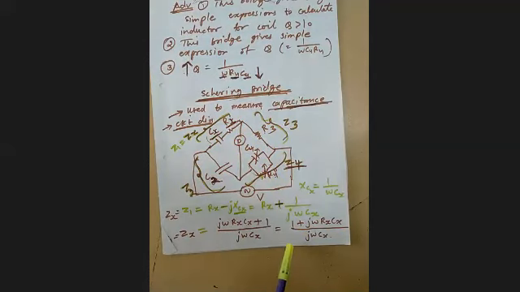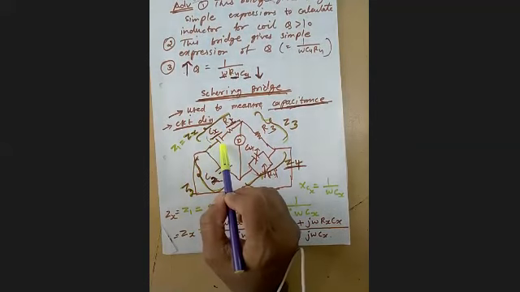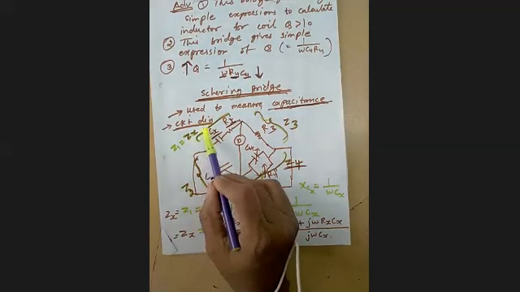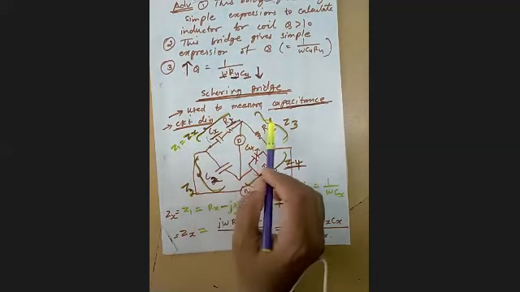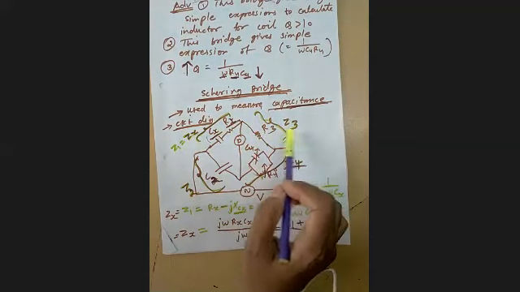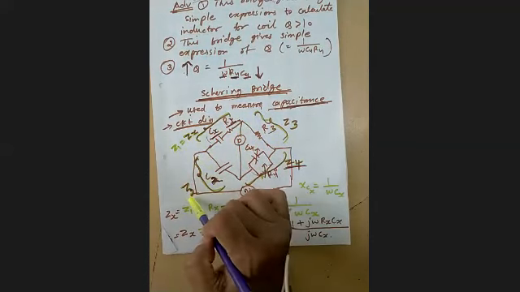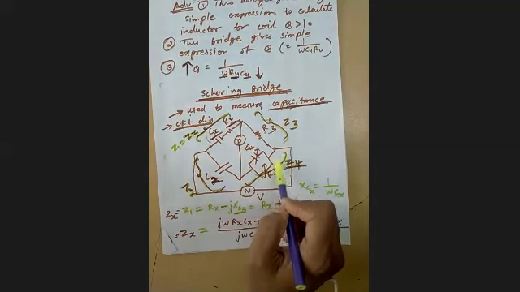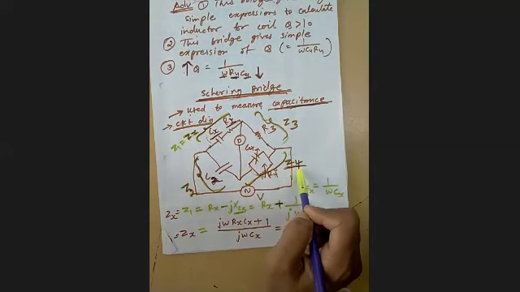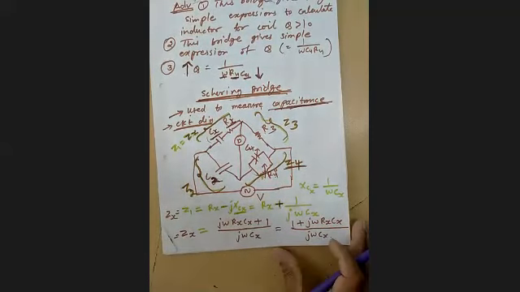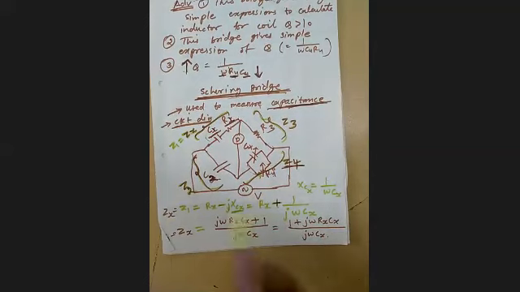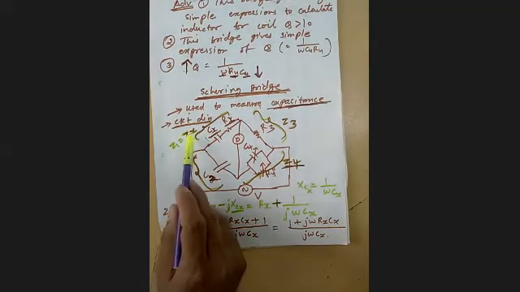Yesterday we have already seen this capacitor, the impedance of this capacitor. The impedance of this arm is denoted by Zx or Z1. The impedance of this arm is denoted by Z3. The impedance of this arm is denoted by Z2. And the impedance of this arm, the parallel combination, is denoted by Z4. So you have already seen in the last lecture, we have calculated the value of Zx, that is this.